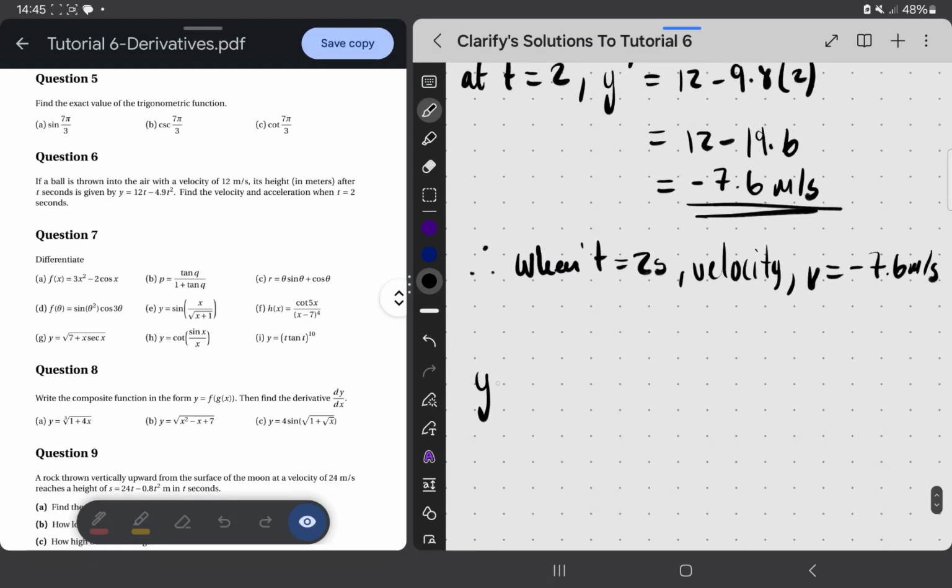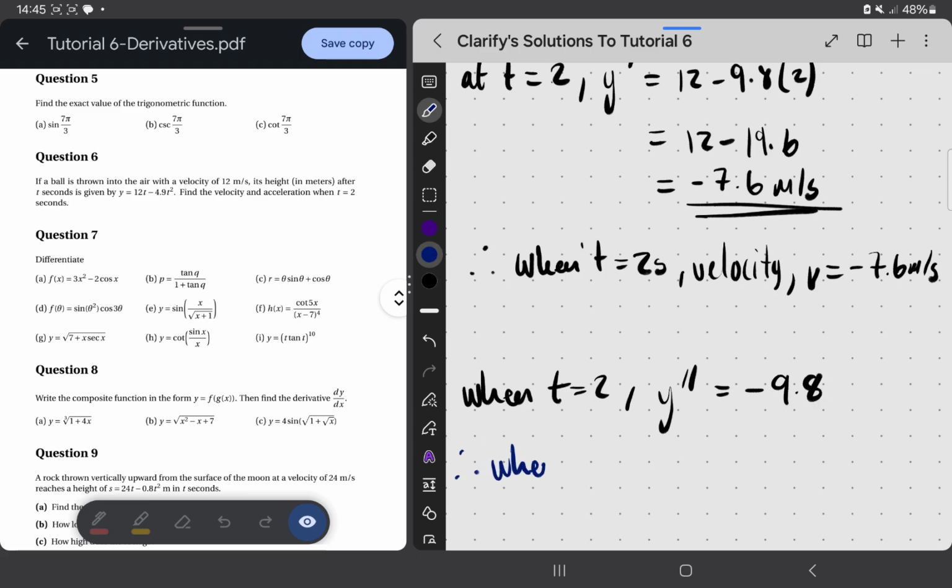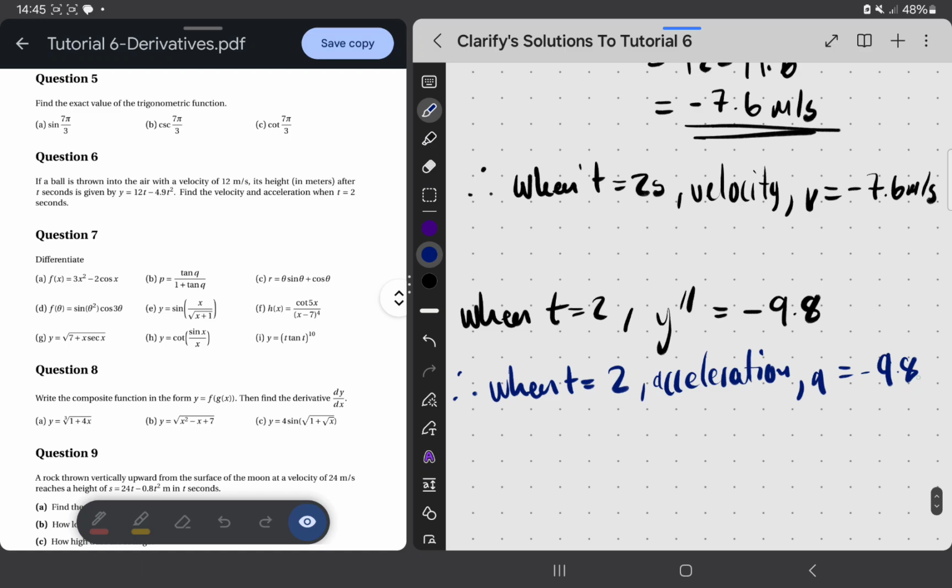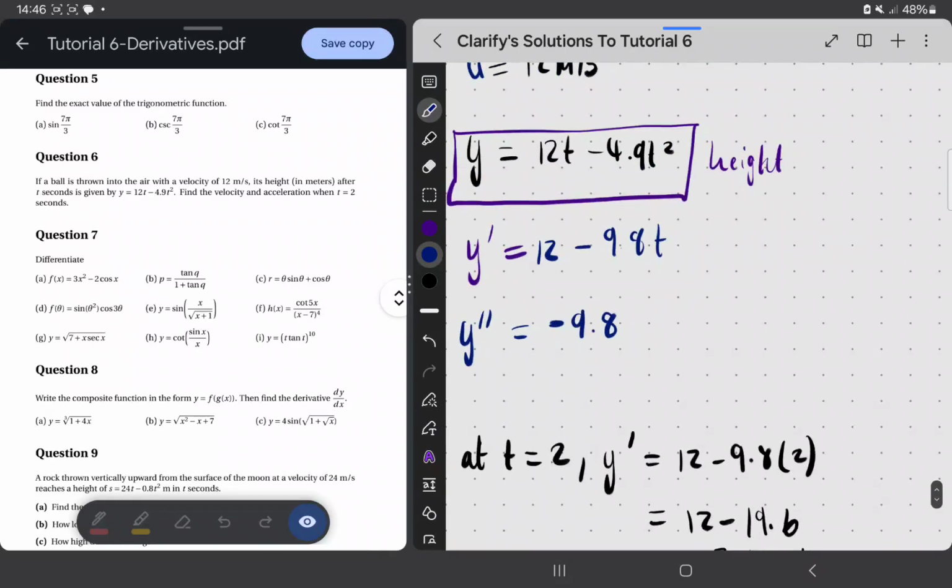Then we can say when t equal to 2, y prime prime will be equal to negative 9.8. You can say therefore when t equal to 2, acceleration, which is like a g, this is negative 9.8. You can say a, rather. A is negative 9.8, but it's meters per second squared. Because acceleration is the second derivative, velocity is the first.